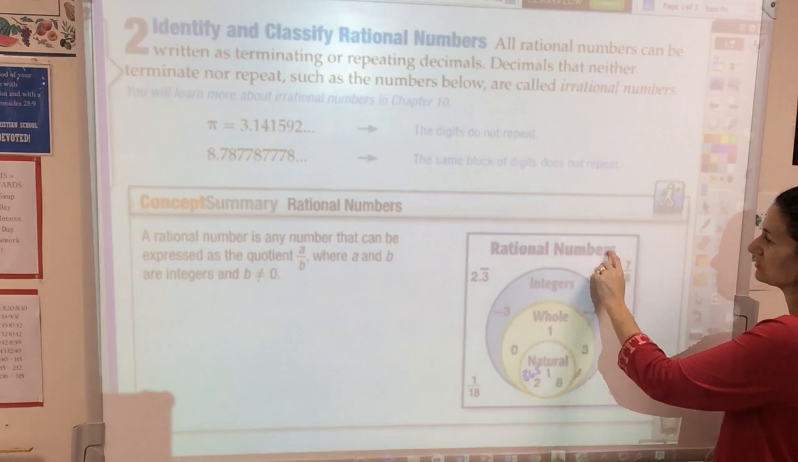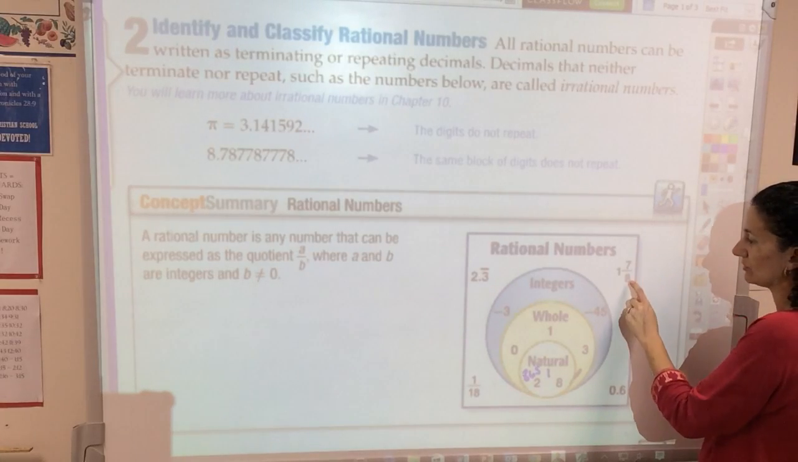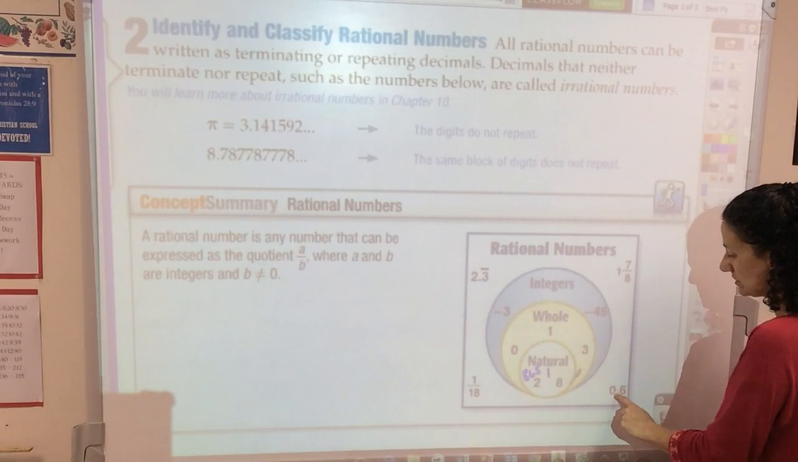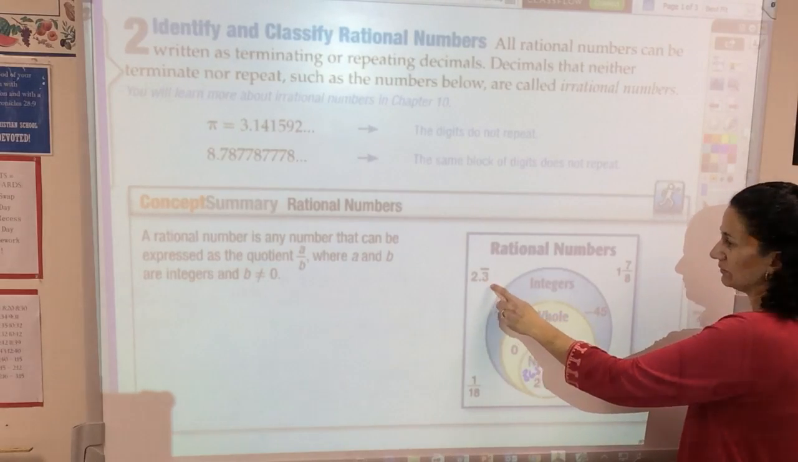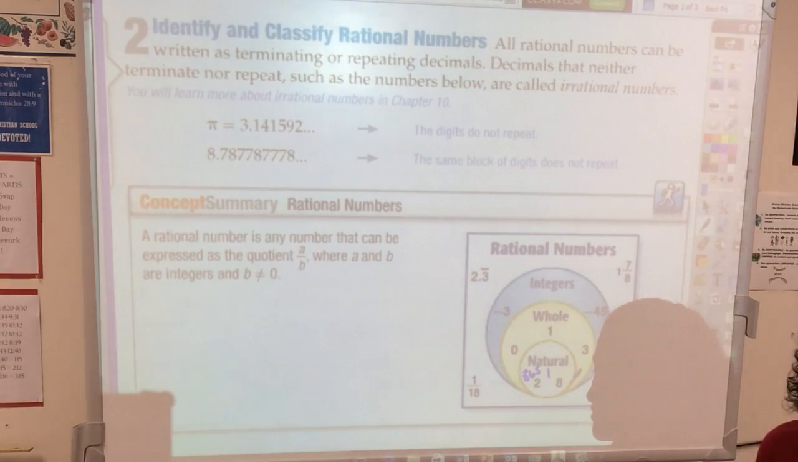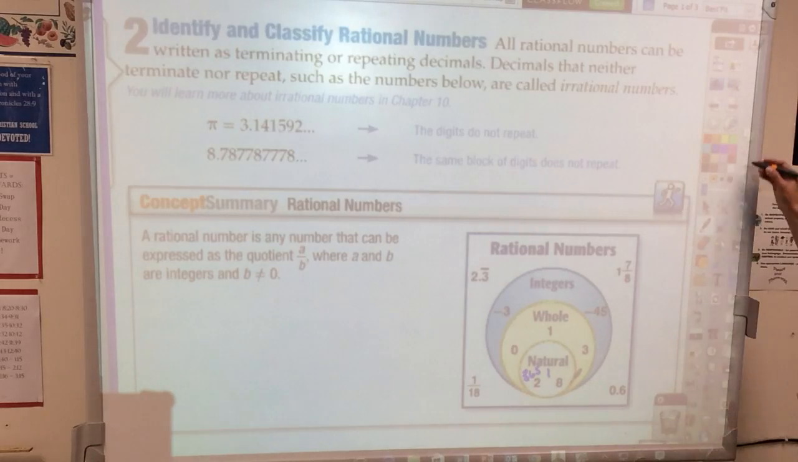And then we've got rational numbers. In the box here, you have your mixed numbers, other fractions, decimals. Decimals have to either terminate, meaning they end, or they repeat. A certain group of numbers, one number repeats. So what are we going to do with them? We have to be able to look at a number and tell which category it falls into. We have to be able to identify the number.